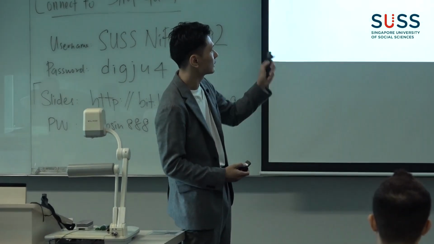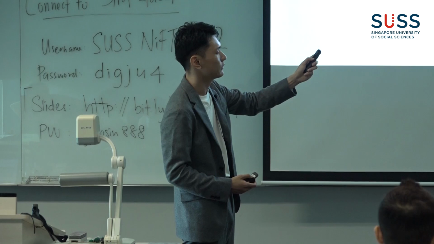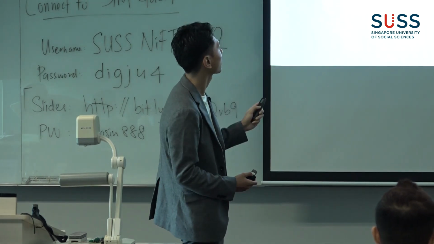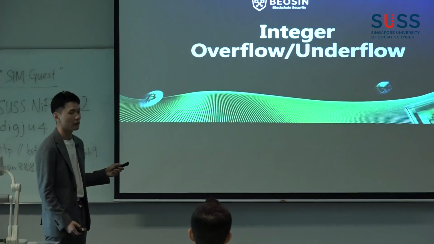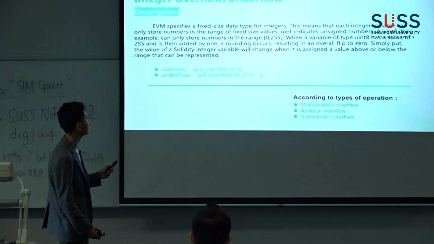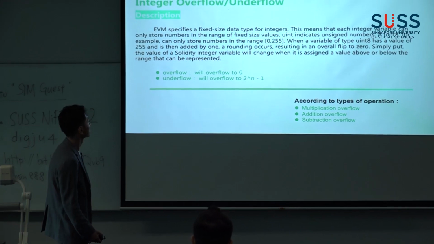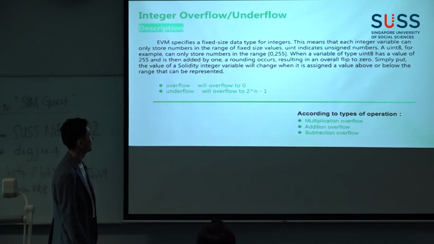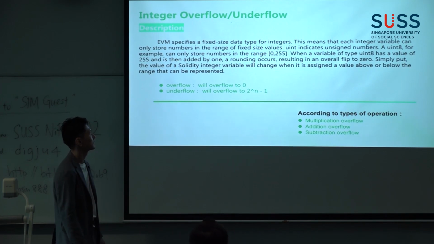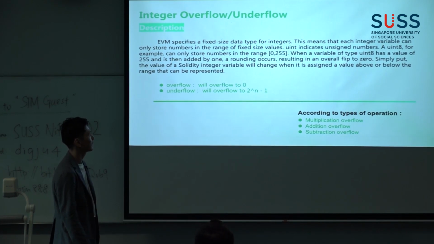Okay, so that's how we usually solve it by using a commit and reveal pattern. And next is a classic integer overflow and underflow. So there's no floating numbers in the Ethereum EVM. It specifies a fixed size data type for integers. This means that each integer variable can only store numbers in the range of fixed size values.